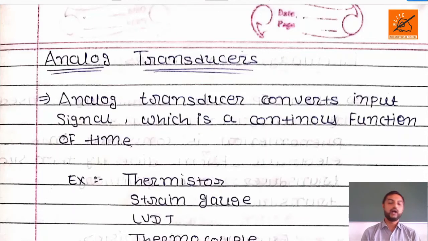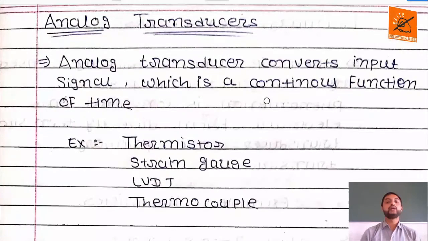Now we are going ahead for the next classification, that is analog transducer. Now analog transducer converts input signal which is a continuous function of time. So this type of transducers only convert analog signal to the respective signal, and that respective signal is an electrical signal only. Some examples of this type of transducers are thermistor, strain gauge, LVDT and thermocouple.